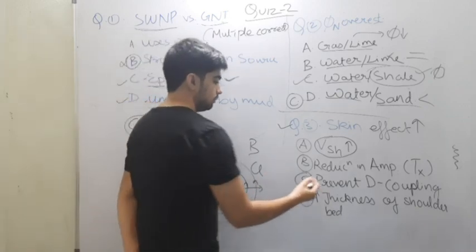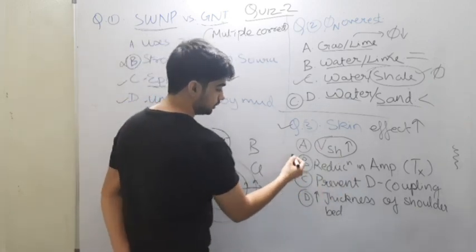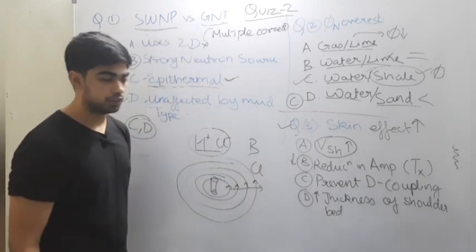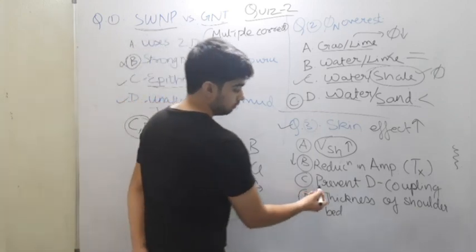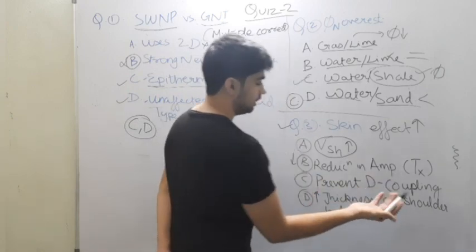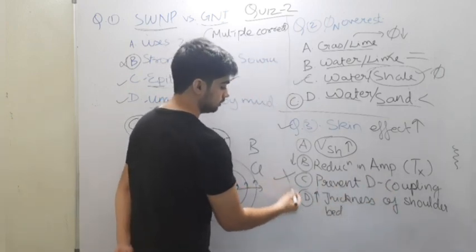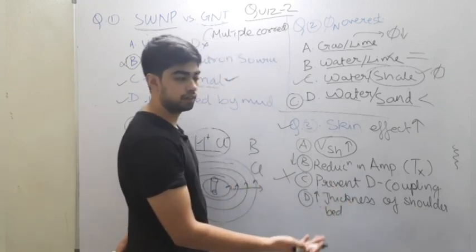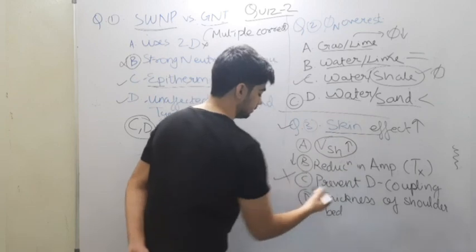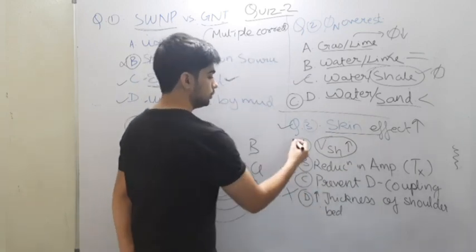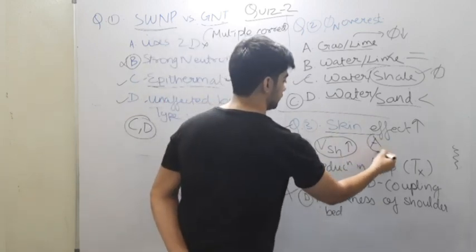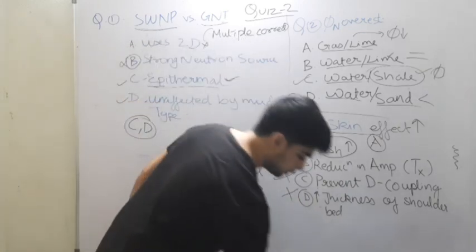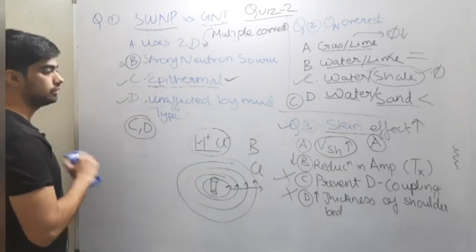So reduction in amplitude will reduce the skin effect. This effect will be reduced. Preventing direct coupling will have no effect. It is nowhere related to skin effect. And similarly, shoulder beds also do not have any effect when we talk about skin effect. So A is the only correct option. Alright, so this is a pure application based question from what you have studied.